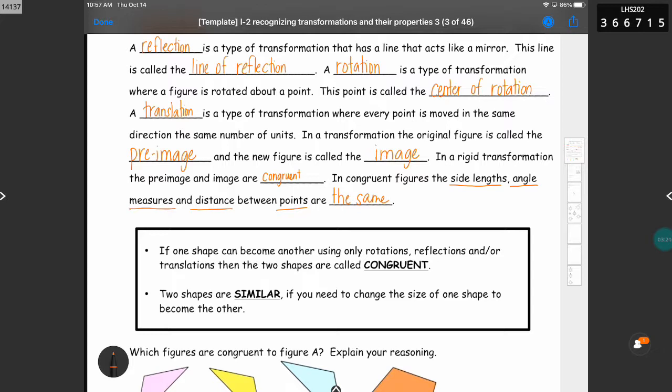Wait, so what is it called whenever a shape is open or closed? No, that's not a transformation. That was just a movement of shapes. I'm trying to think of what he's thinking about. It's like a different subject. We'll talk about it in a little while.